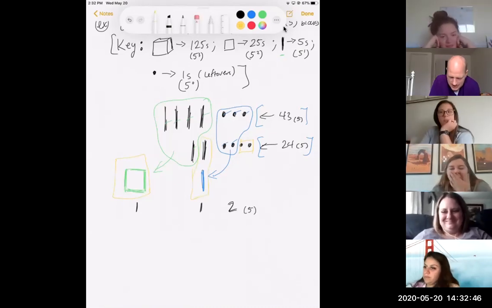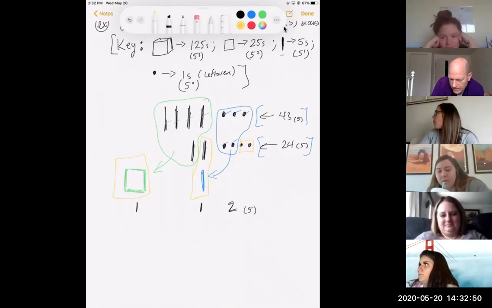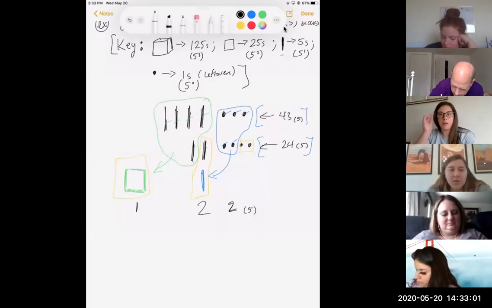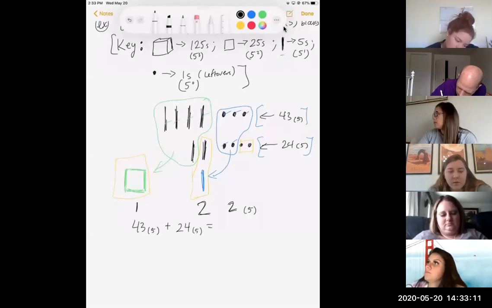Good job. And that's why we also do the chip model. In the homework, you'll do the chip model and the base block model with the same numbers, so you can catch those types of things and see how it all works out. So thank you for that. Let's put 2 here. And so in summary, we have 43 base 5 plus 24 base 5 is equal to 122 base 5.